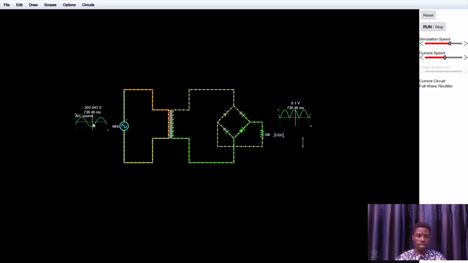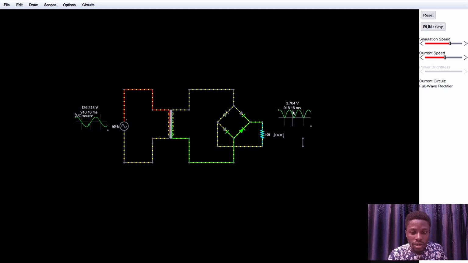So this is what the input looks like. You see that alternating. You can see the voltage moving between minus 220 to plus 220. Albeit on the output side, the voltage is direct current but pulsating direct current, moving between 6 and 0. So now that takes us to the next part in this power supply circuit.